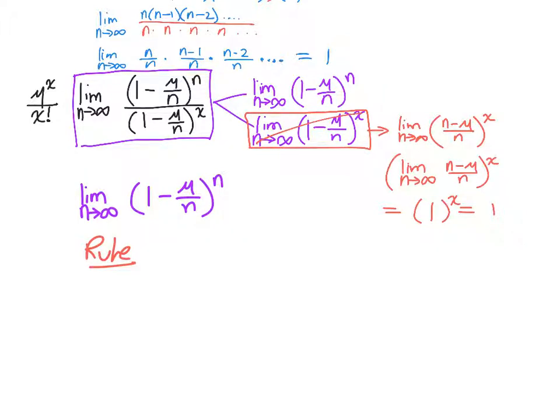So the rule, I'm going to change the variables up here because we're already using n for something, but the limit as a approaches infinity of 1 plus 1 over a to the a is equal to e. All right, we can verify that on our calculators.